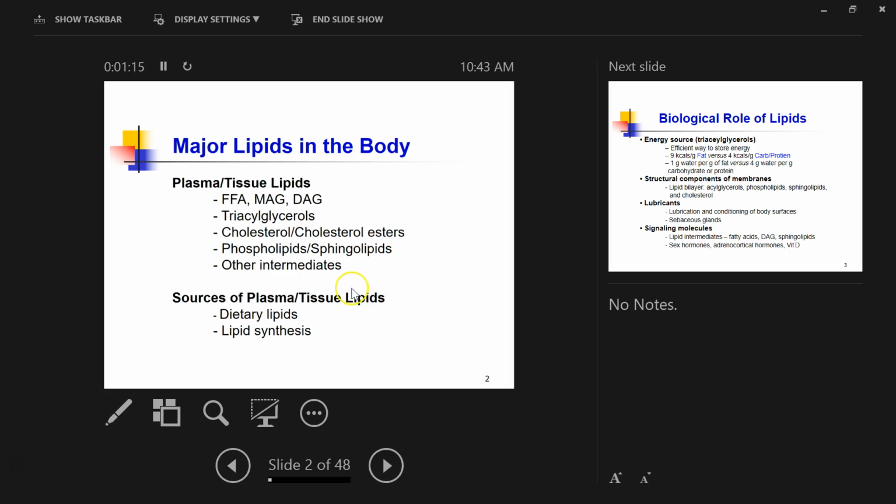And in terms of sources of plasma tissue lipids, where do these lipids come from in our body? Actually, two main sources, similar to the carbohydrates or proteins. We have lipids that come from the diet, and our body can also synthesize lipids, right? So two sources: dietary lipids and synthesized lipids, right?